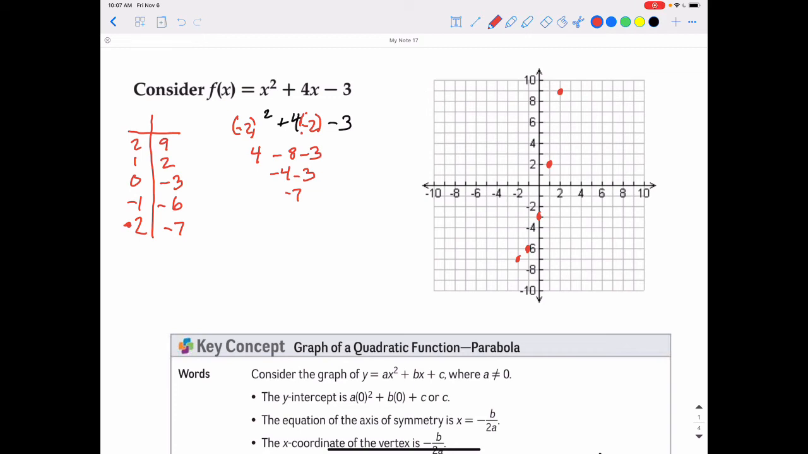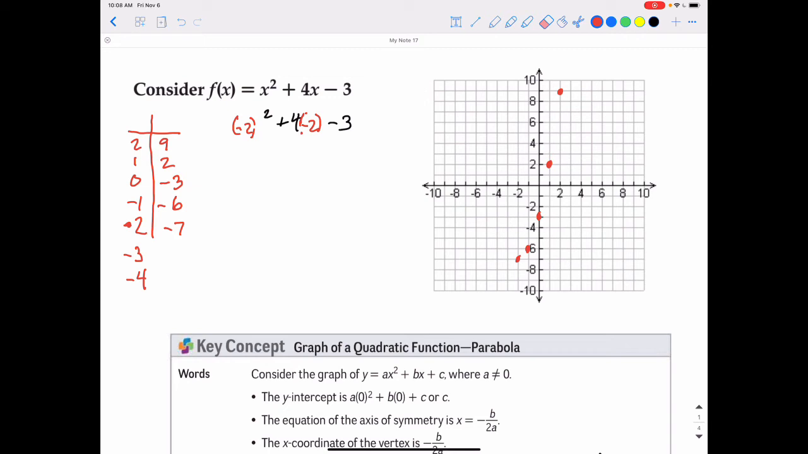Maybe the vertex or the turning point is far away from 2, 1, 0, -1, -2. So we're going to have to pick some other points to figure out where the turning point is, and I'm going to say it's probably further to the negative. So let's do -3 and -4 in our t-chart as well.